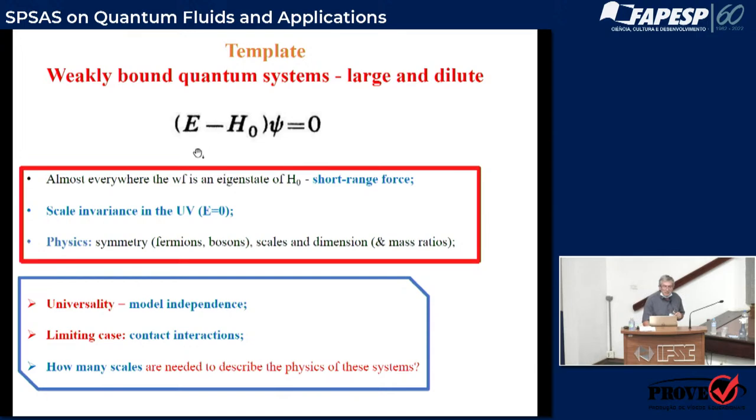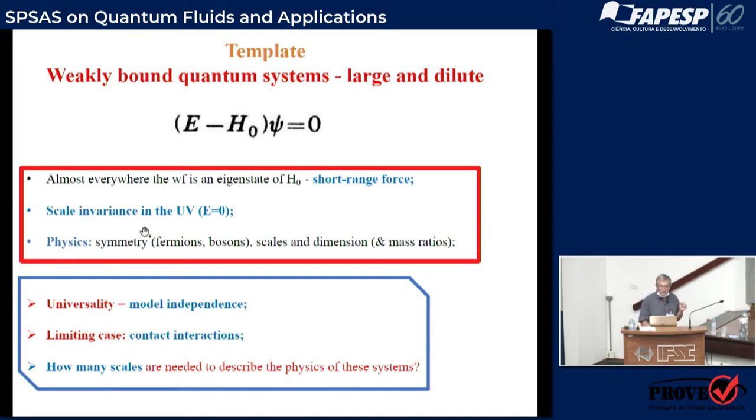And there is an important point, that is this equation here. When you go to large momentum, you see that you can make a scale transformation in your arguments that does not change the solution when the energy is zero. This is what we call continuous scale invariance. And in the Efimov effect, this is broken.